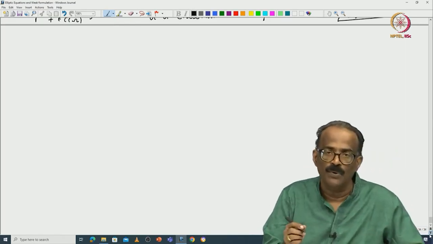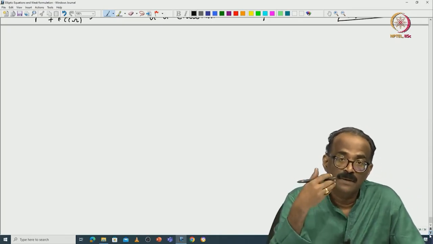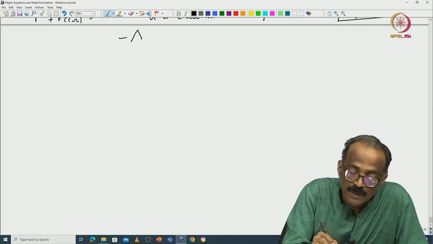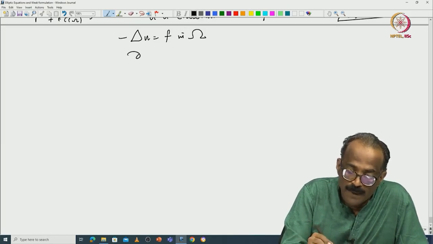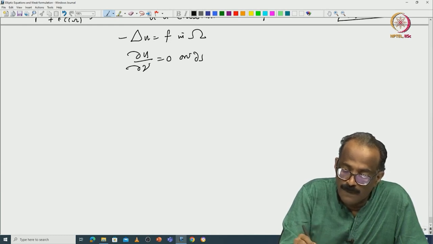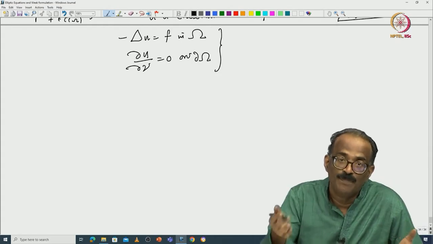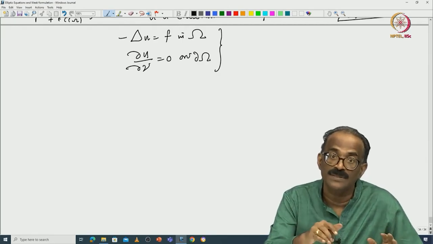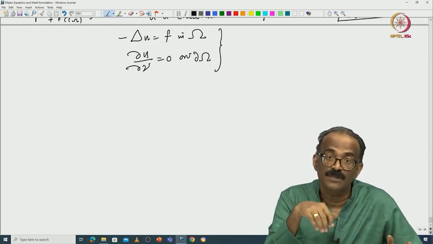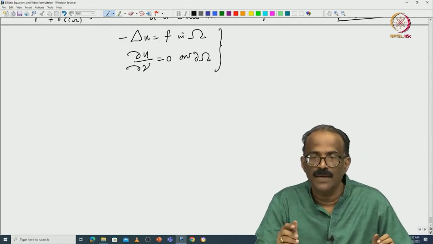What I am going to do in the next class, we consider this equation without the first order term. Okay. We will do the case with minus Laplacian of u equal to f in Ω, and du by dν equal to 0 on ∂Ω. You see, immediately you can observe u equal to constant: if u is a solution, u plus c is a solution. So, the solution is not unique. So, there is no existence and uniqueness immediately unless you put additional conditions, which we will discuss in the next class. Thank you very much.